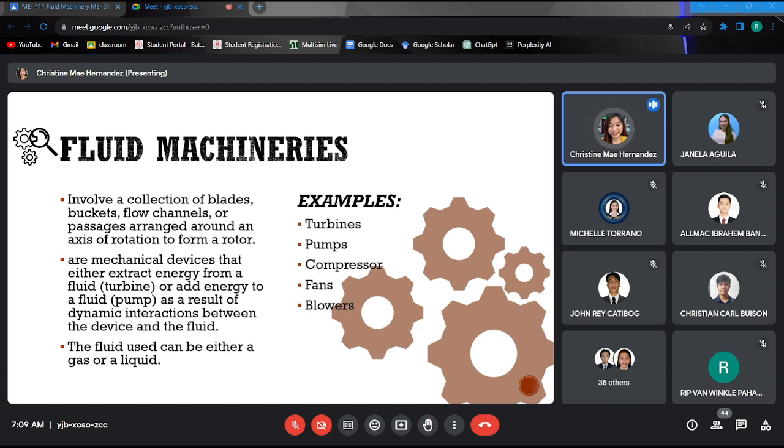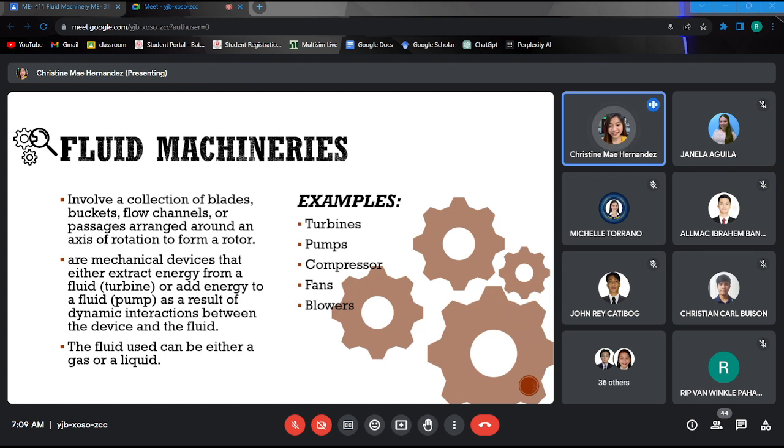This is as a result of dynamic interaction between the device and the fluid. So when we say fluid, it's not only liquid. The fluid used can be either a gas, a liquid, or air. The basic operating principles are the same whether the fluid is gas, liquid, or air. This module includes a discussion of the classification of fluid machineries. The examples of fluid machineries are turbines, pumps, compressors, fans, and blowers.